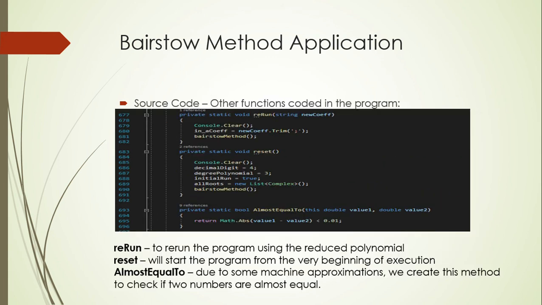Other functions coded in the program include rerun, to rerun the program using the reduced polynomials. Reset will start the program from the very beginning of the execution. Due to some machine approximations, we created a method to check if two numbers are almost equal.